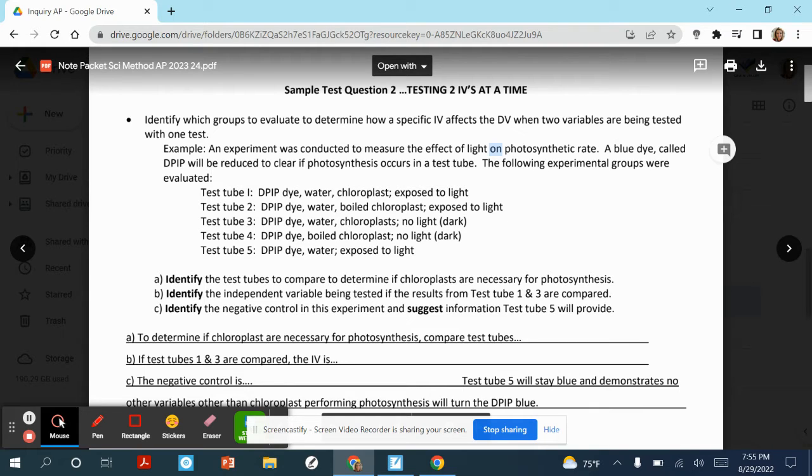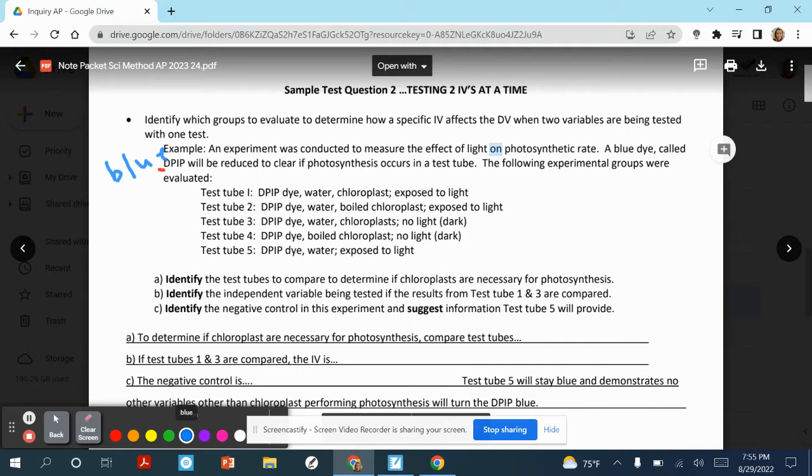To give you an example here, if we're going to get ourselves familiar, it says that we're going to measure the effect that light has on photosynthetic rate, and we're going to use a blue dye called DPIP. It's going to start out blue, so I'm just going to indicate DPIP is a blue dye, and it's going to turn clear if photosynthesis is happening in the test tube.